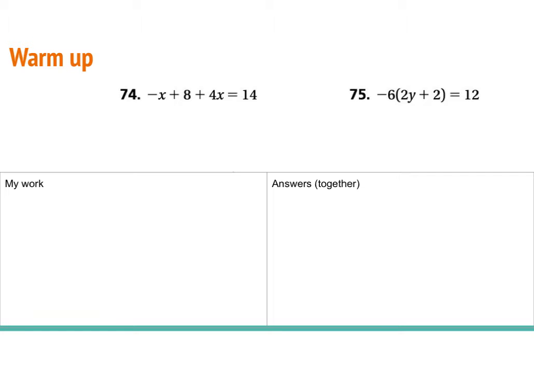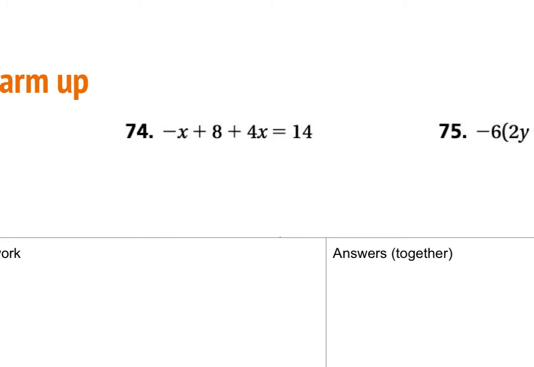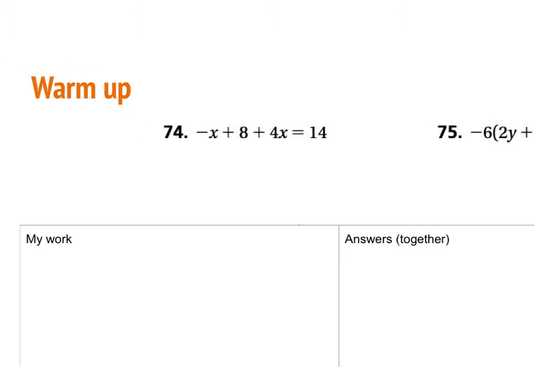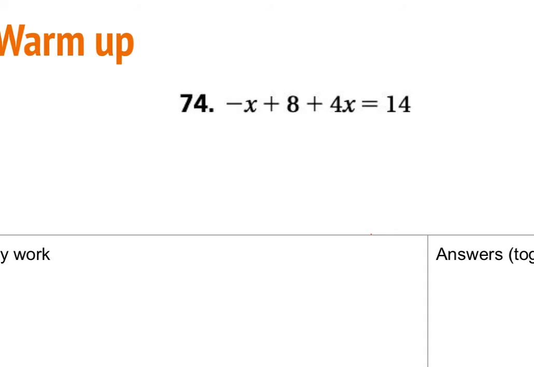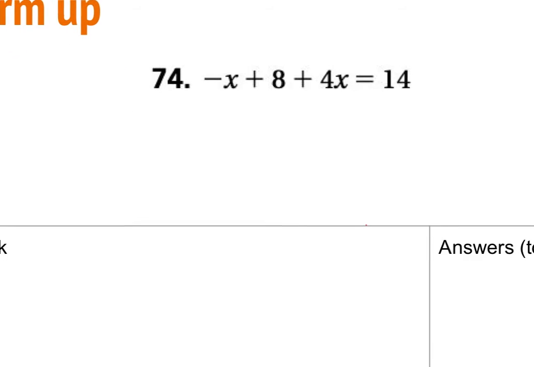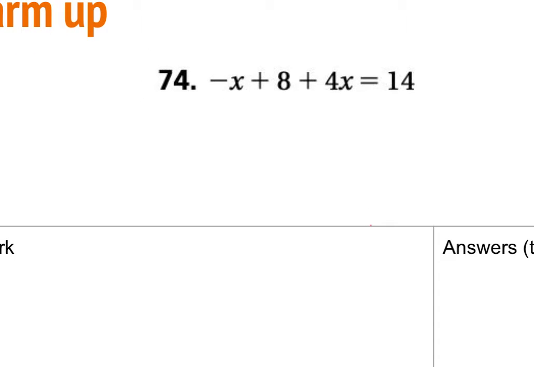All right, let's go over the warm-up first. So this warm-up involves equations, but it's multi-step equations, so it'll prepare us for the inequalities. So let's go ahead and take a look at 74. We've got negative x plus 8 plus 4x equals 14.